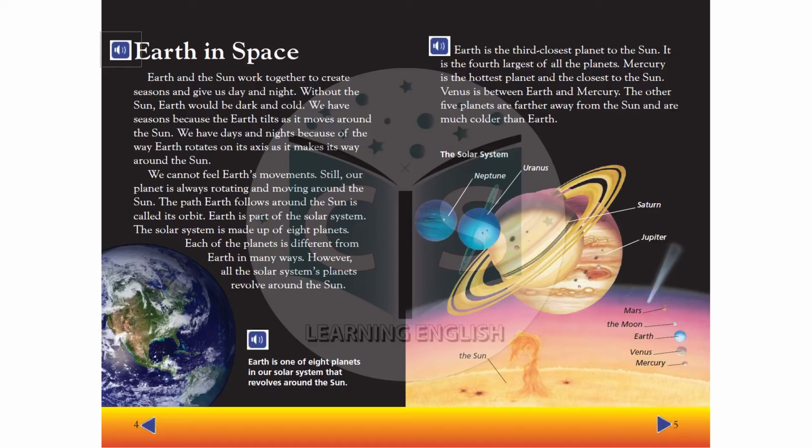The path Earth follows around the Sun is called its orbit. Earth is part of the solar system. The solar system is made up of 8 planets. Each of the planets is different from Earth in many ways. However, all the solar system's planets revolve around the Sun. Earth is one of 8 planets in our solar system that revolves around the Sun.